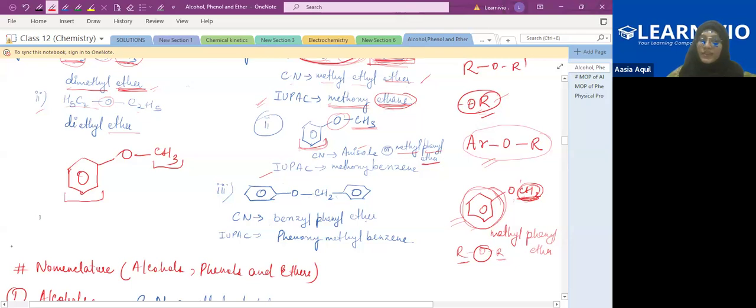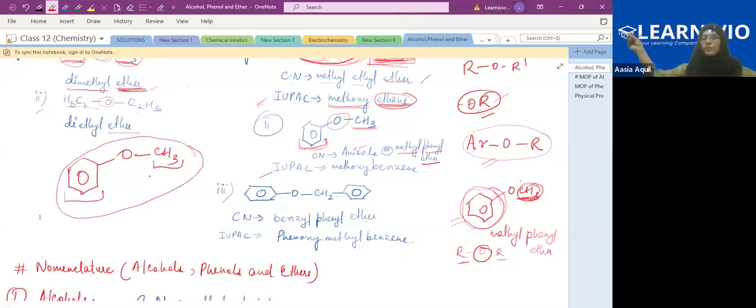I told you, the parent chain is the one which has more number of carbons. So the anisole will be the parent chain. Anisole is the whole molecule. We call the whole compound anisole, when a methoxy group, OCH3, is attached on the benzene ring.